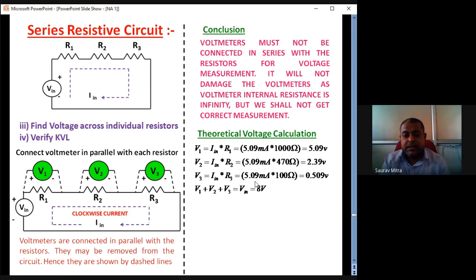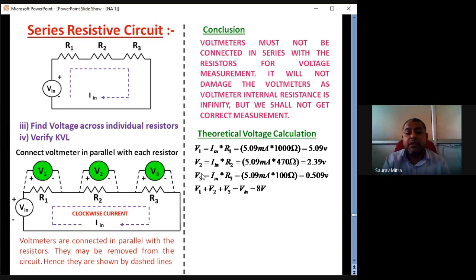Theoretical voltage calculation. From now onwards, everything I have shown is theoretical calculation, that means taking the resistance values as 1000, 470 and 100. Practical things you can do during experimentation when you come here in the lab. But the voltage calculation and power calculation, I have done using the theoretical values of resistances.